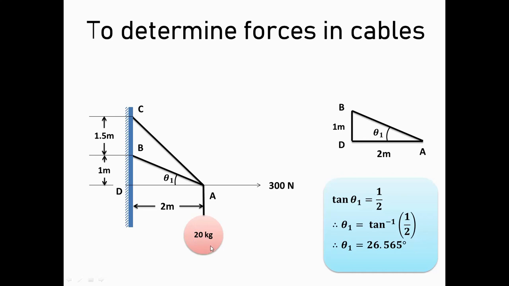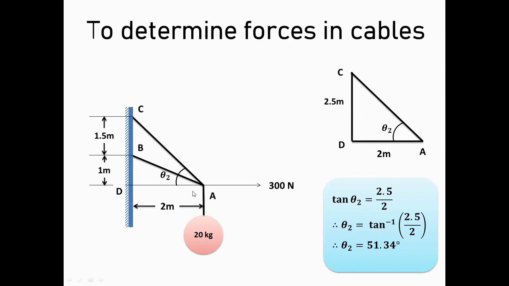mass of 20 kg. So suppose theta 1 is the angle that is made by the cable AB with the horizontal. So we'll draw the right angle triangle ADB over here. So the vertical distance is 1 meter and horizontal distance is 2 meter. Then tan theta 1 will be equal to opposite side divided by adjacent side. So it is 1 upon 2. That is, theta 1 will be equal to tan inverse of 1 upon 2, that is 26.565 degree.